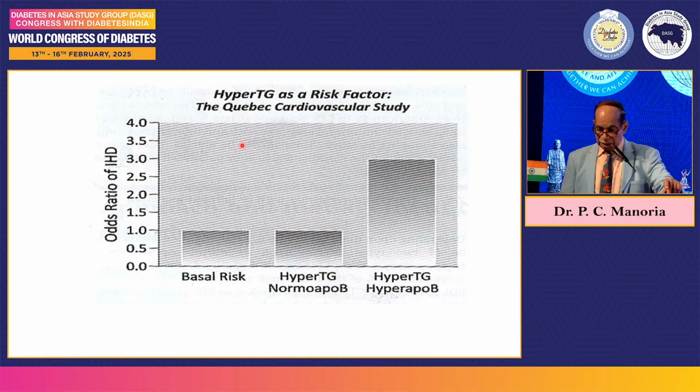And this again is a Quebec study. If you have a basal risk, if your triglycerides are elevated and ApoB is normal, the risk does not increase. The moment you have hyper ApoB, the risk increases.